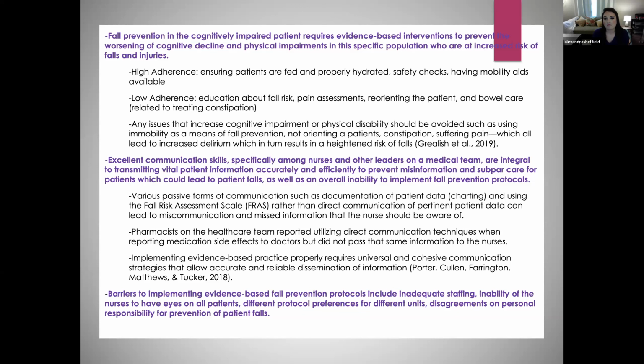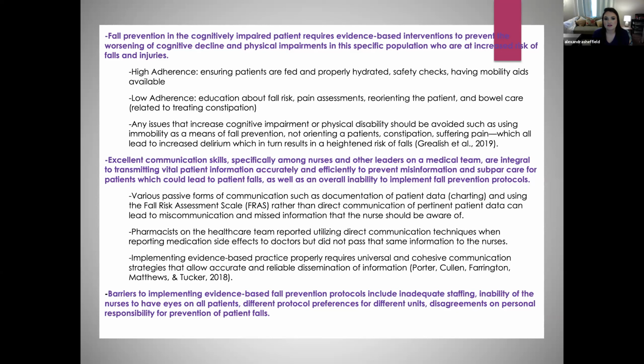And nurses did report that in certain situations, instead of coming in there and mobilizing the patient, maybe there was a shortage of staff, that they would just use immobility as a method. And that's bad, because obviously immobility leads to other complications in patient condition.